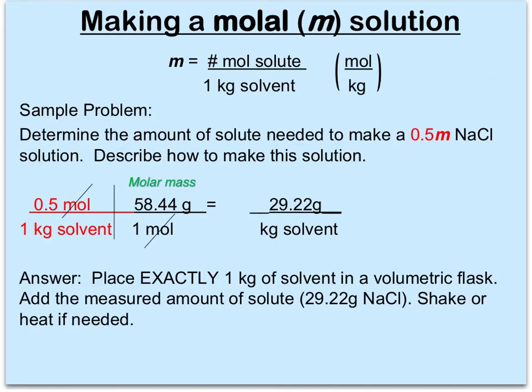In this question, they are discussing making one of these molal solutions based on the mass. Similarly, it's asking for a 0.5 concentration. This time it's 0.5 molal NaCl. You have to use the molar mass to calculate the mass of the solute, but the directions are a little more simple. You just mix exactly 1 kilogram or 1 liter of solvent, add in the measured amount of solute. It does not have to be in a volumetric flask, and you just stir it together, and that's it.